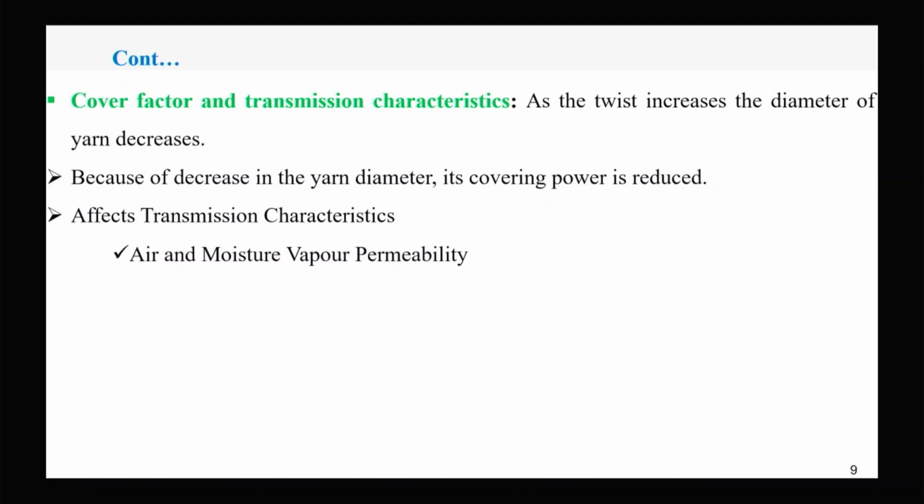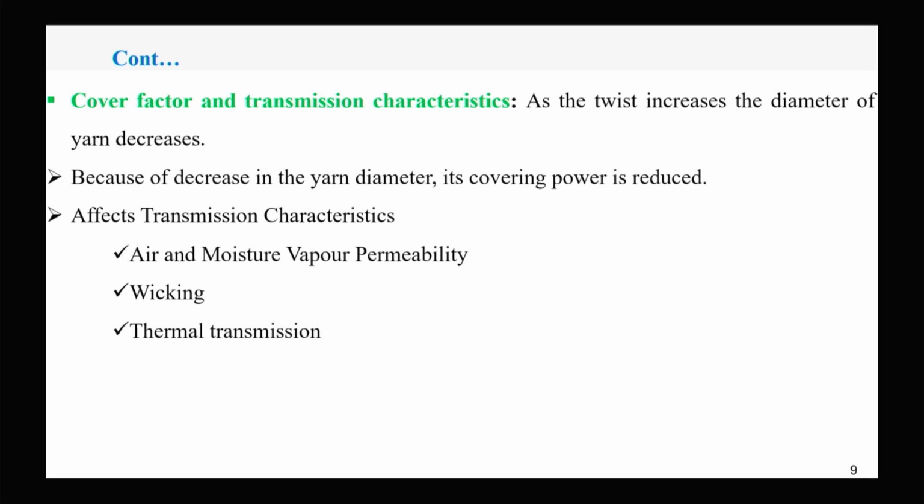Air and moisture vapor transmission, wicking, thermal transmission: all these things are affected by the twist. By changing the twist, we can control these thermal transmission characteristics.